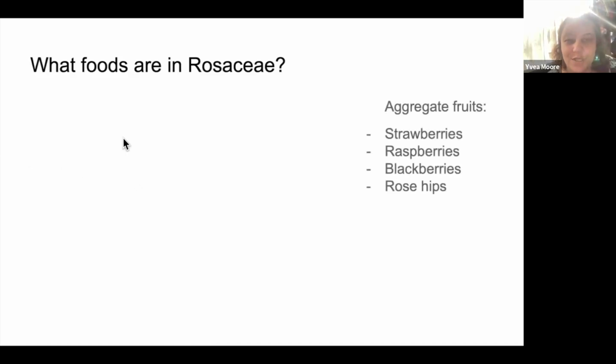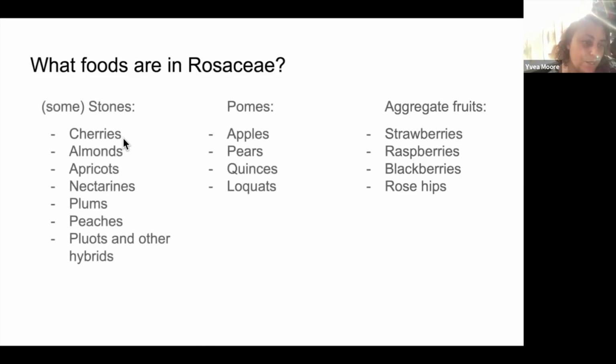So we've got aggregate fruits. I did this weird. We've got pomes and we've got some stones. So we've got 3 main types of fruit and a whole bunch within each. And we'll get more into what each of these mean in a moment too. So we've got our cherries, our almonds, our apricots, our nectarines, plums, peaches, pluots, so many, our stone fruits. So that's one kind of fruit.